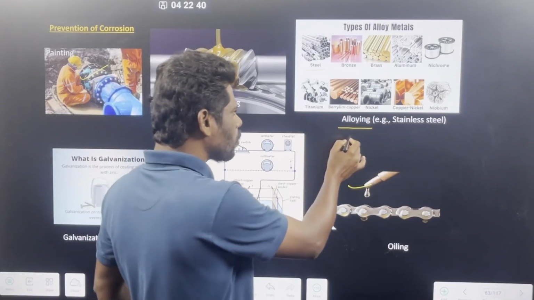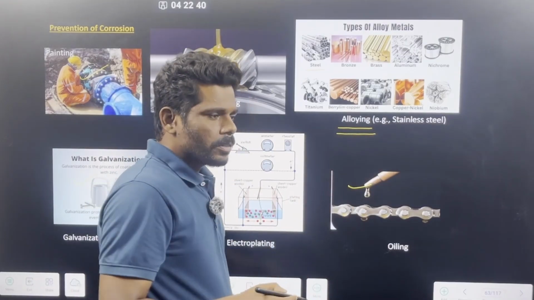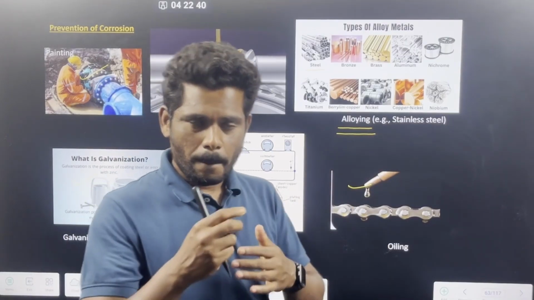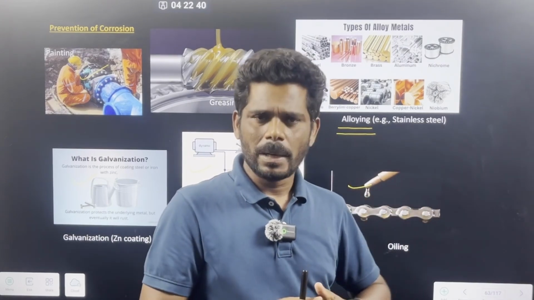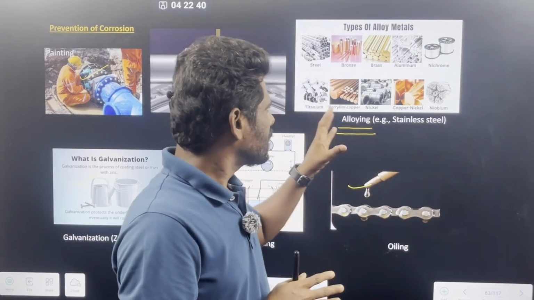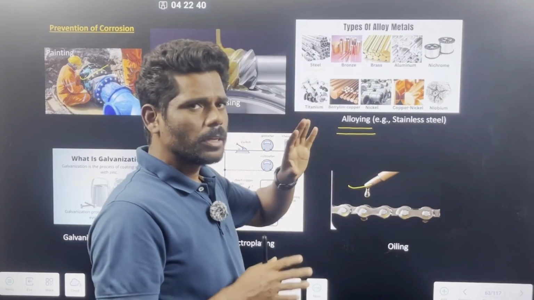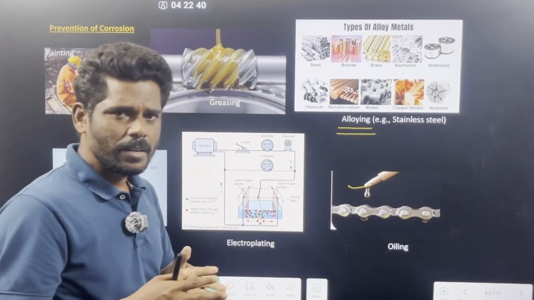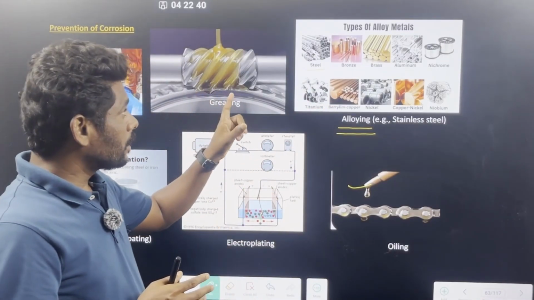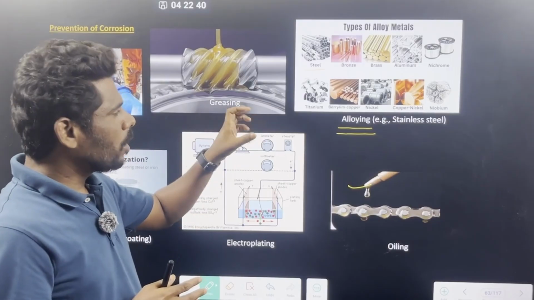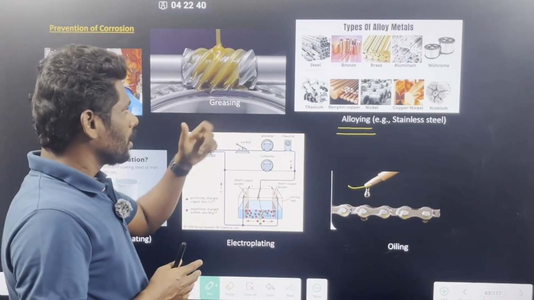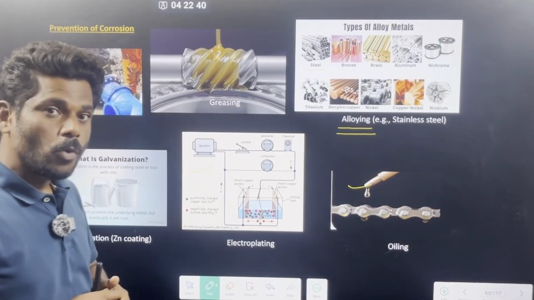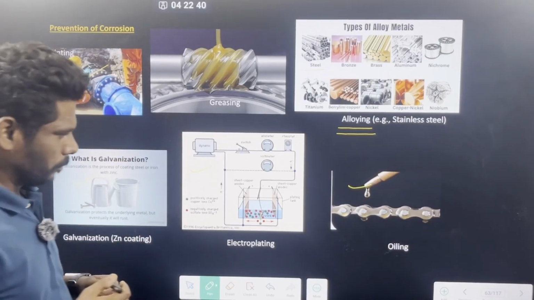When we go with this alloying process, the strength of the mixture will be very high compared to the individual pure metal, and rusting, that is corrosion, is also avoided. The strength and the qualities of the metal will be retained for more time, so that is the best method for avoiding corrosion.